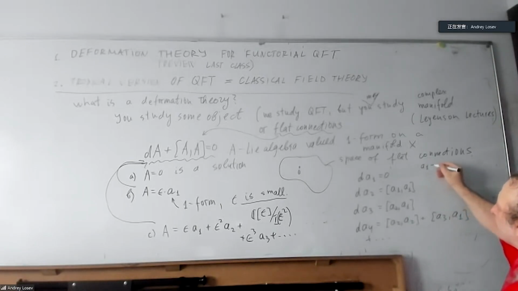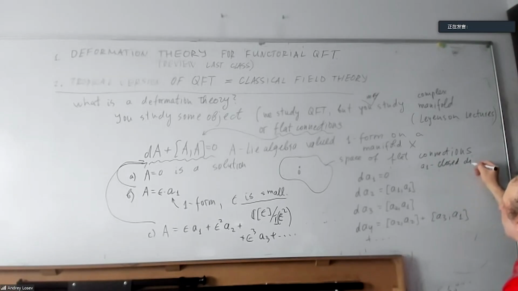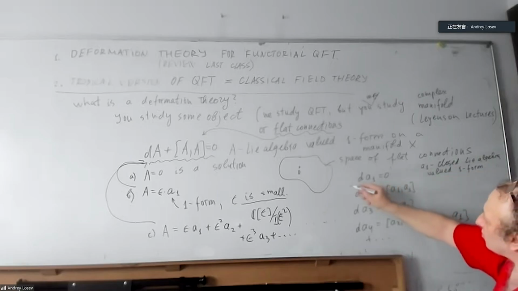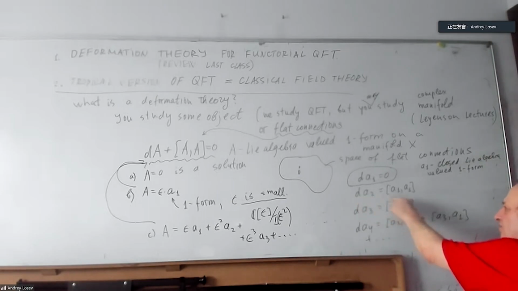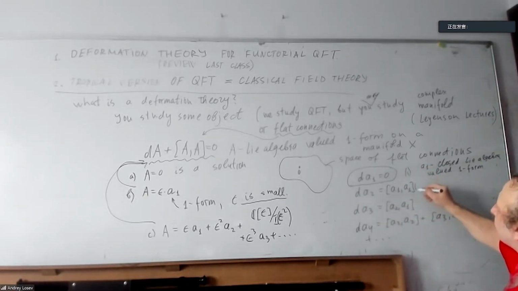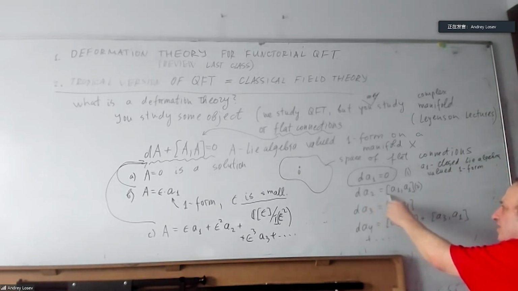So A1 being closed differential form, closed Lie algebra valued one form, solves first equation. Now we are trying to solve the second equation. How to solve the second equation?